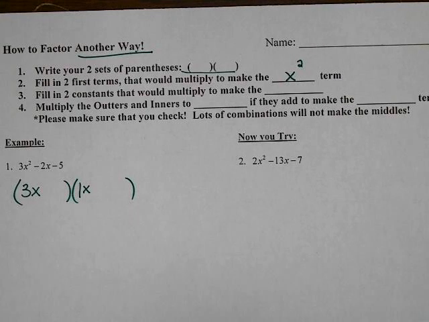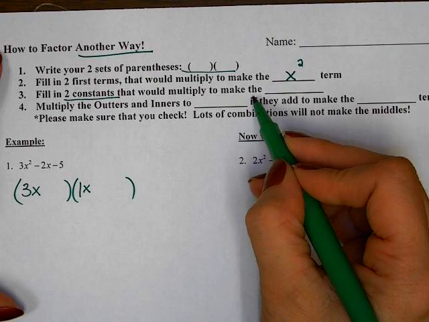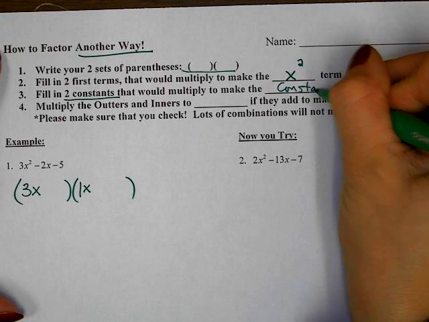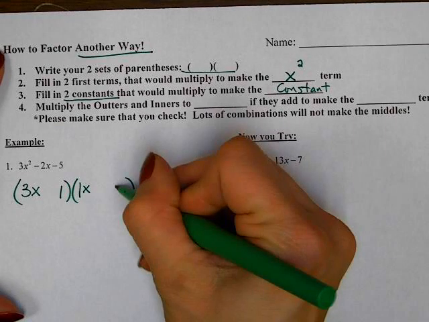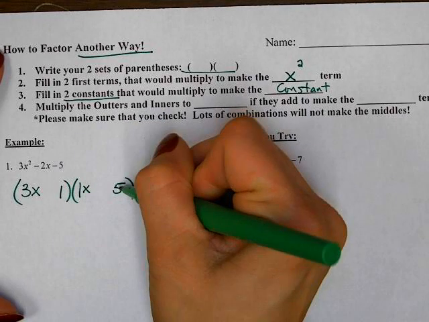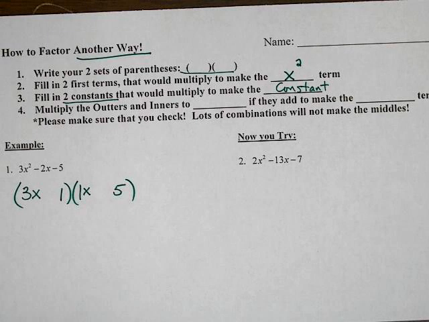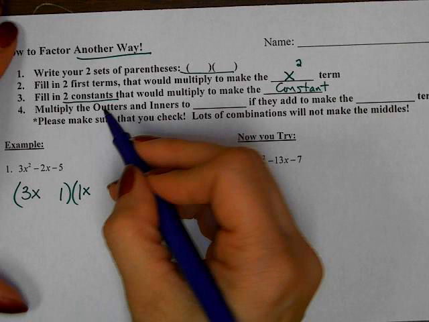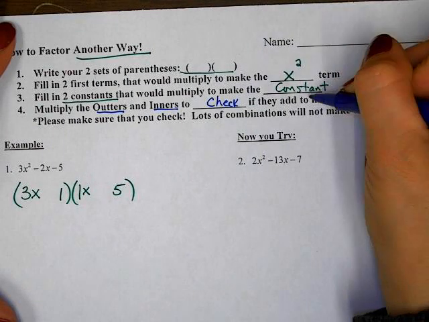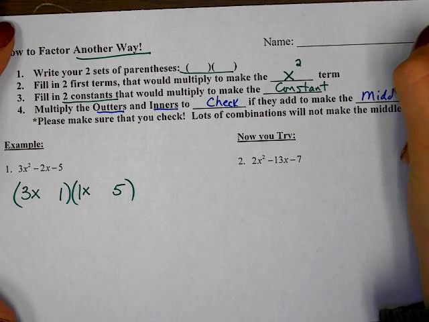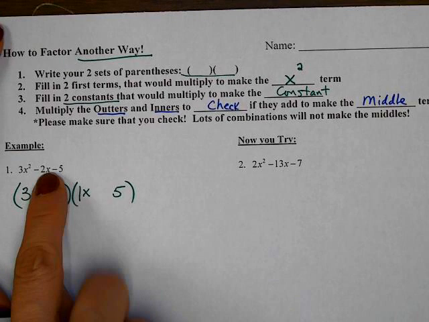Now, step 2, fill in two constants. The constants are the numbers that would multiply to make the constant. This problem seems pretty easy because how do you make a 5? I know it's got to be 1 times 5. Do those multiply to make a 5? Yes. Now here comes the fun part. You have to multiply the outers and the inners to check if they add to make the middle term. I know that the firsts work and the lasts work. The question is, what about the middle term?